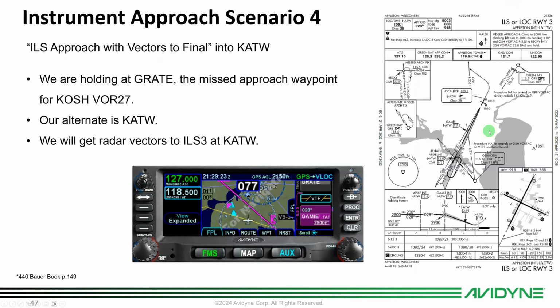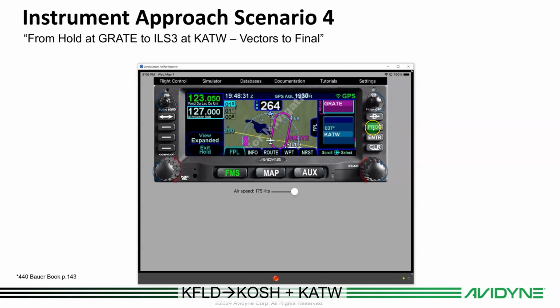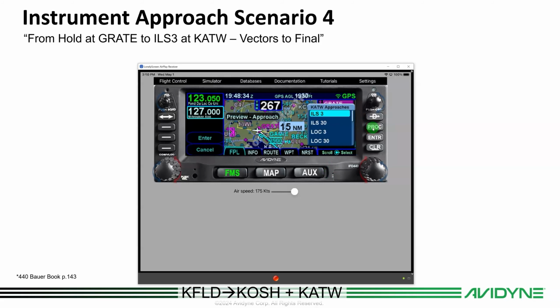Okay, now we're sitting here in the hold at Great, and we receive a clearance to the Appleton Airport north of our present position. We'll get radar vectors to the ILS 3. This approach will be flown to a missed approach. So what we want to do is hit the procedure key again, and now it's going to give us the Appleton Airport as our next destination. In this case, we want the ILS 3, so we select that by hitting enter. And we want vectors to final, so we say vectors, enter.